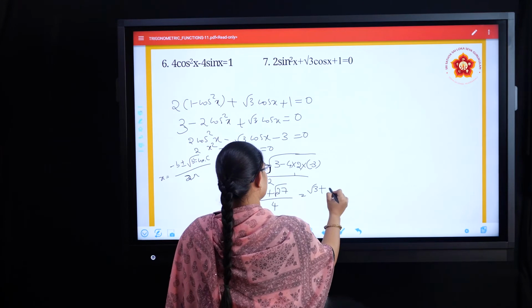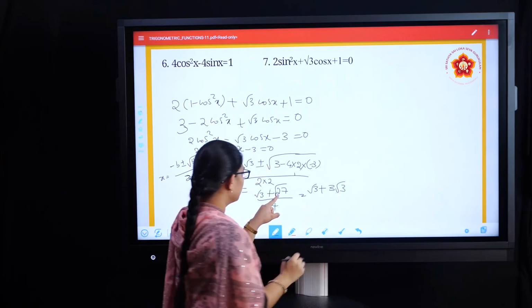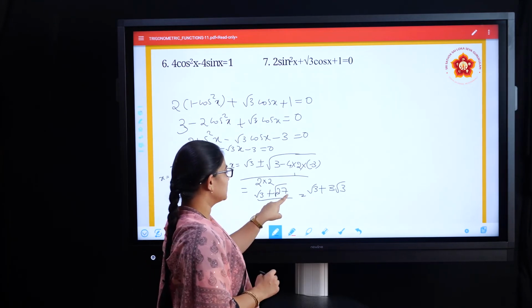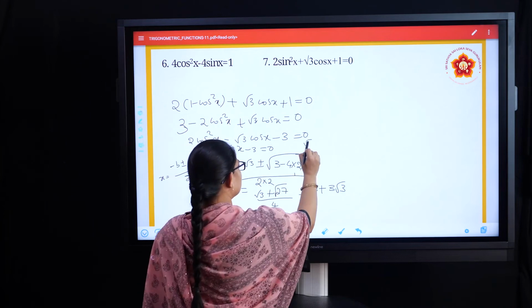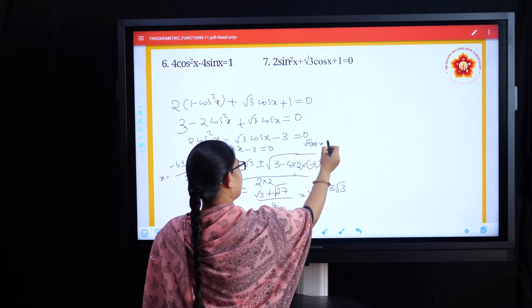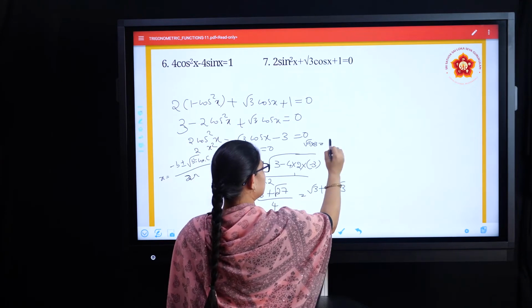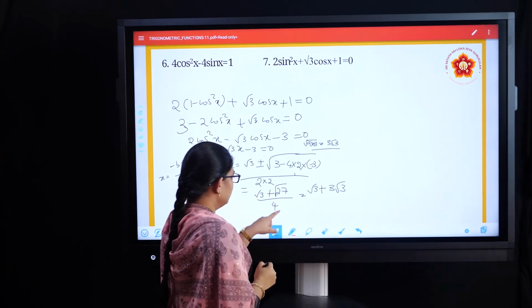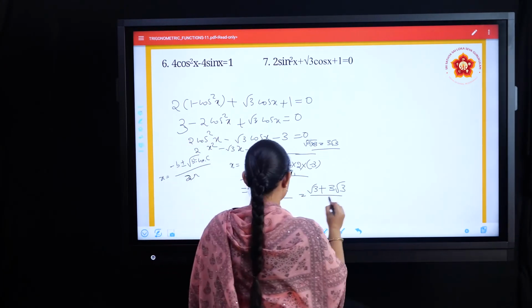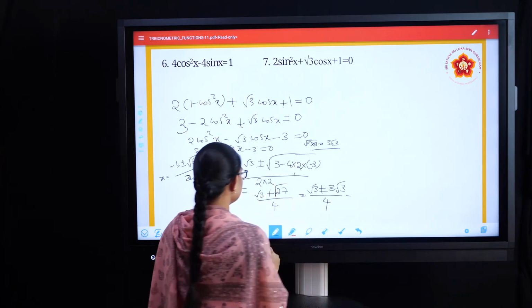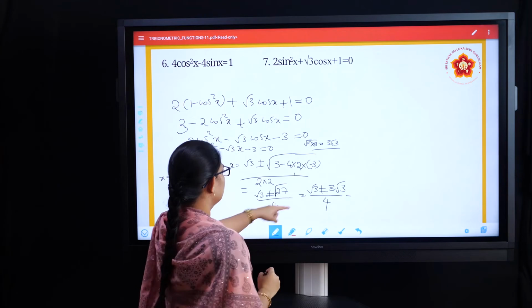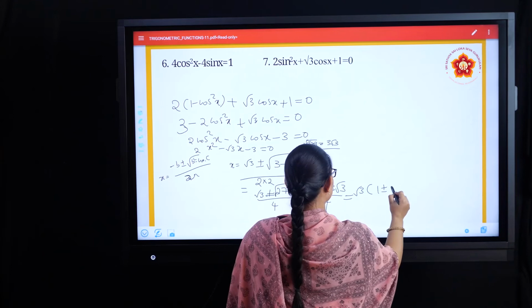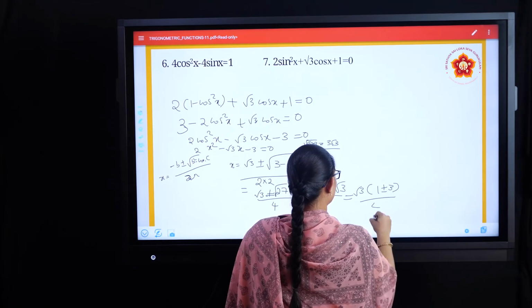Root 27 I can write as 3 root 3. How? Because 27 I can write as 9 into 3, right? And root of 9 into 3 is nothing but root 9 into root 3. So that is 3 root 3. So therefore I can write root 27 as 3 root 3, divided by 4. Now root 3 I can take out. If I take out root 3, what is left? 1 plus or minus 3, divided by 4.